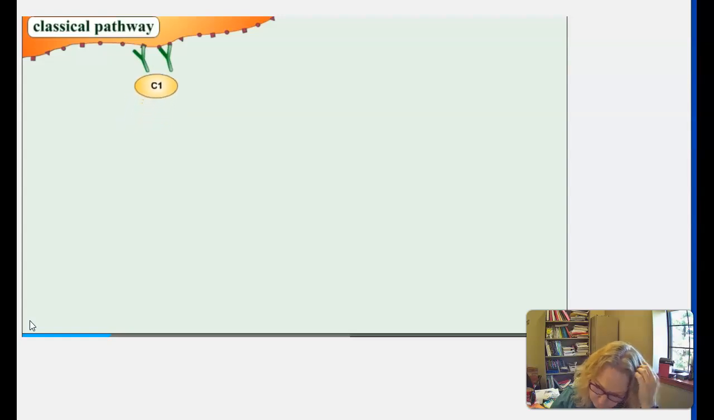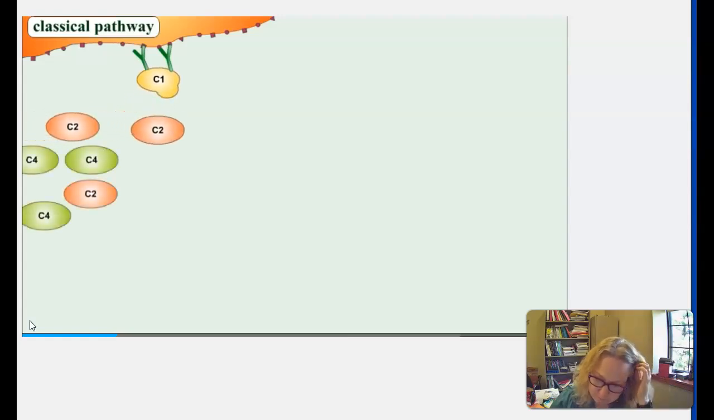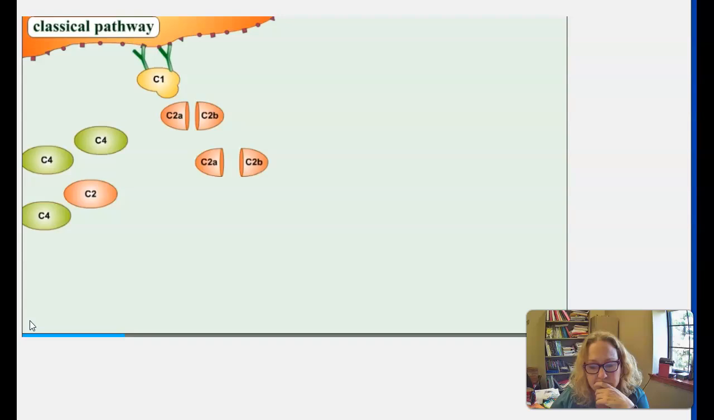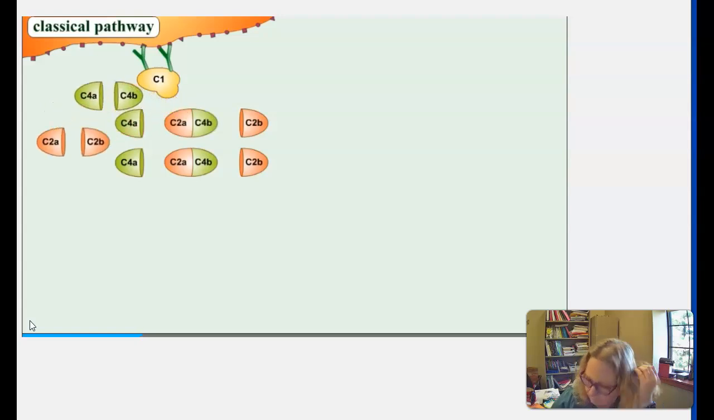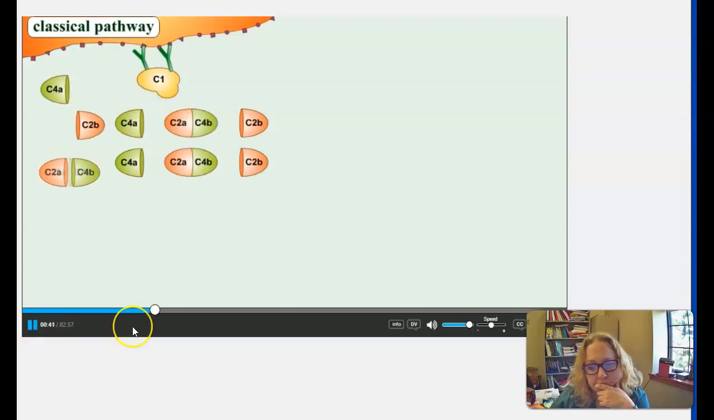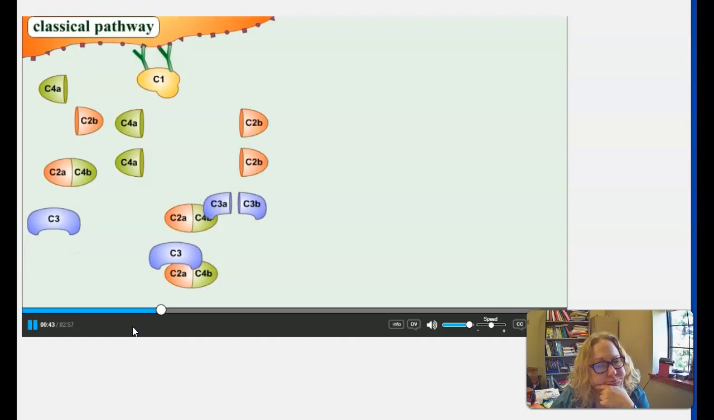The antibodies bind and activate C1. C1 then cleaves several copies of C2 and C4. Together, the C2a and C4b fragments form an enzyme that cleaves C3, activating the complement system.